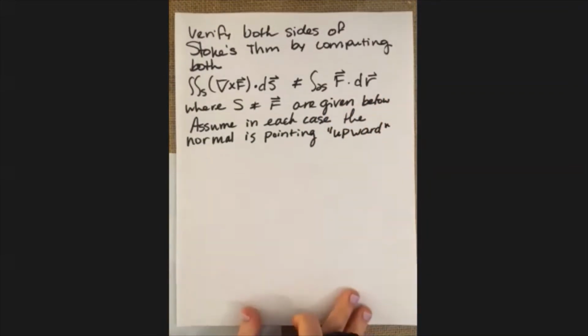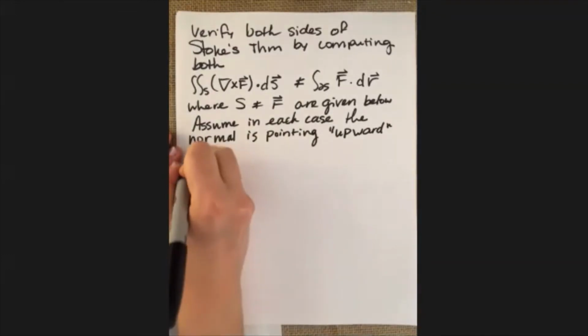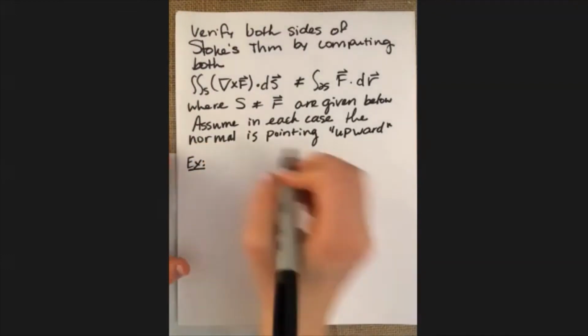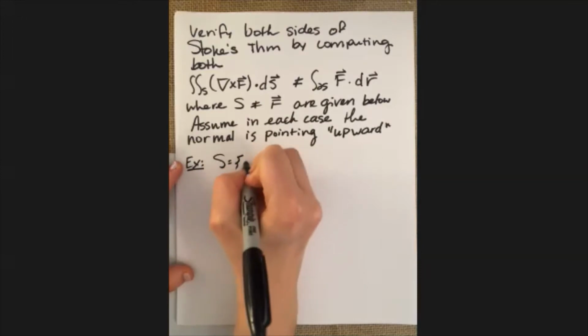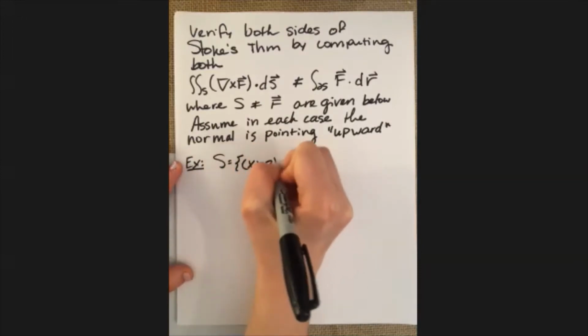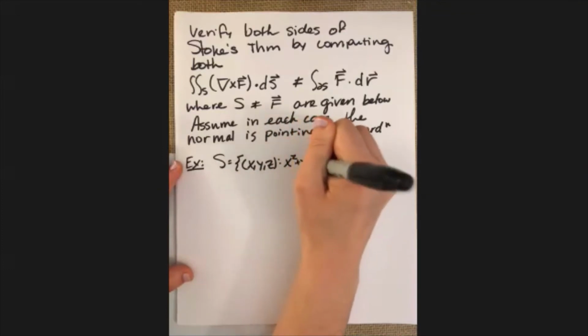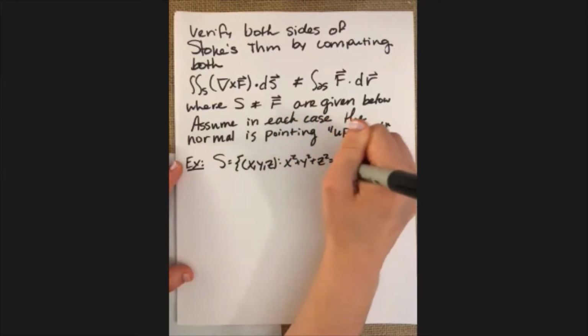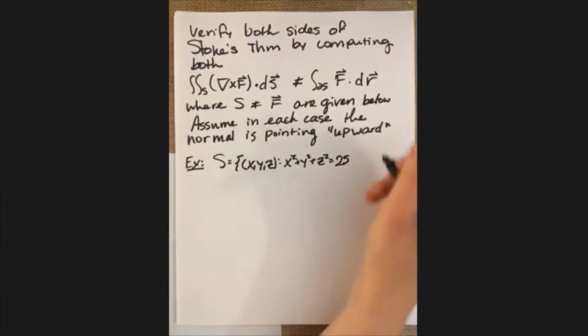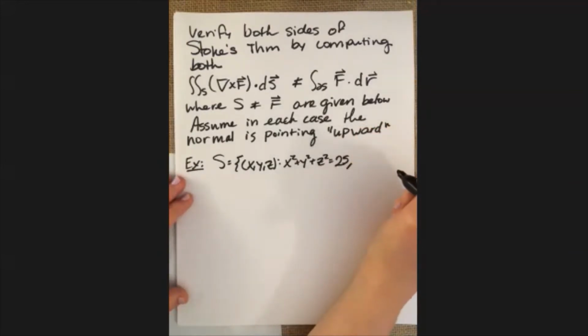Okay, let's go ahead and get started. So in our first example, we have the surface S equal to the set of (x, y, z) such that x squared plus y squared plus z squared is equal to 25, and we have that z is greater than or equal to 0.